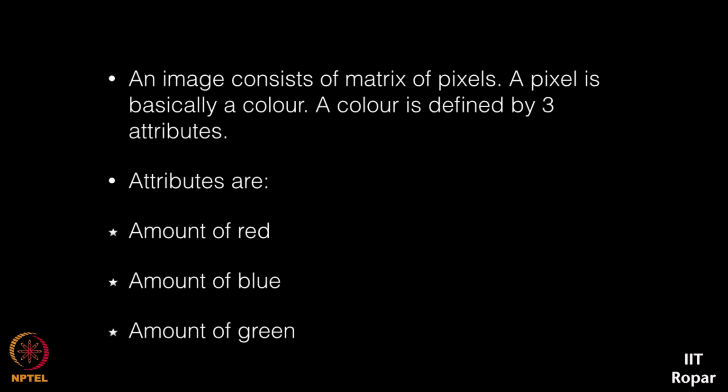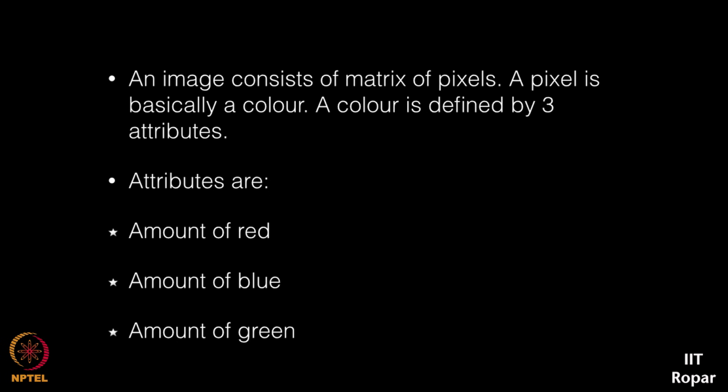So first of all, let me give you a brief idea of what images are. An image consists of a matrix of pixels. A pixel is basically a color, and a color is defined by mainly three attributes. I repeat, an image is basically a matrix of pixels, and a pixel is basically a color.